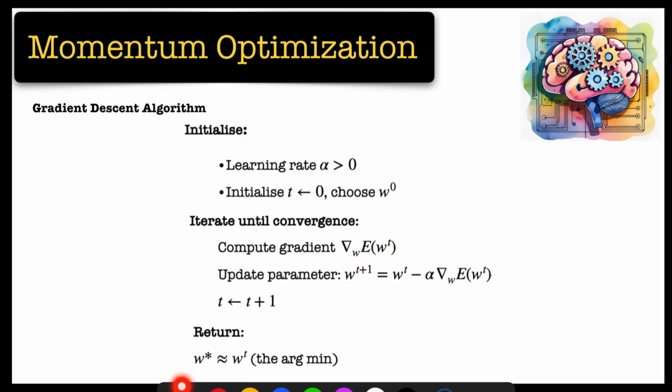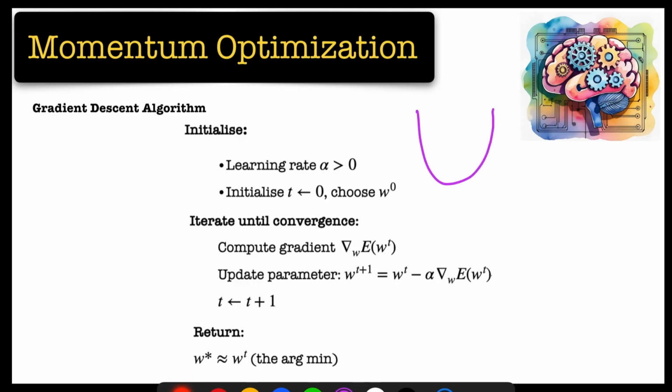W(t+1), that is the weight at iteration t+1, is equal to W(t) minus alpha times the gradient of the error at iteration t, the previous iteration. We increment the iteration and do this until convergence. Our target is to minimize the error or loss.